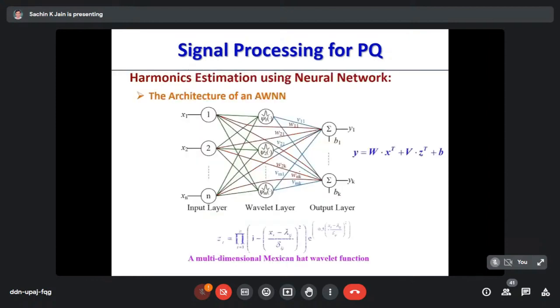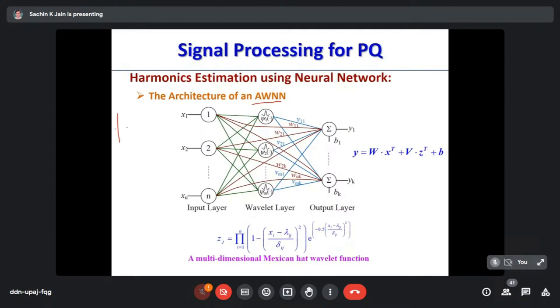Now let's come to the signal processing of power quality. Applications of neural networks in harmonic estimation, I am discussing in a little bit detail how we achieve it. This is about AWNN, Adaptive Wavelet Neural Network. AWNN stands here for Adaptive Wavelet Neural Network. So here, this is the architecture that can be followed. We have input layer, wavelet layer, output layer.